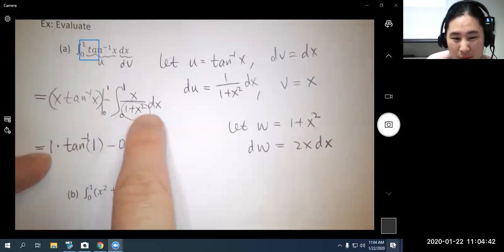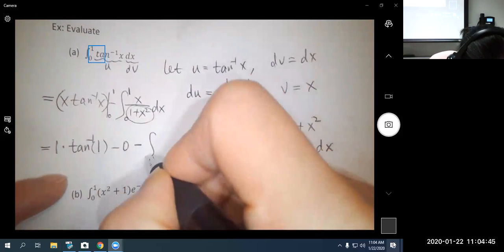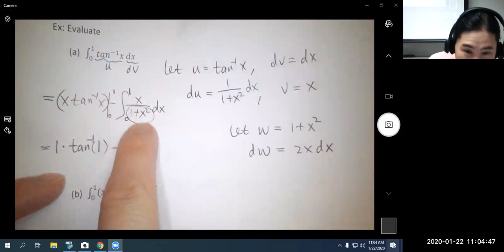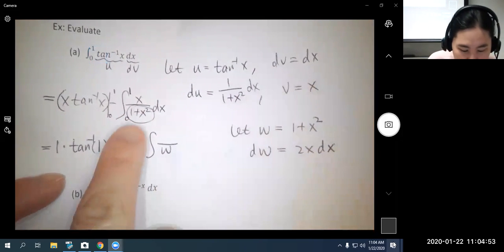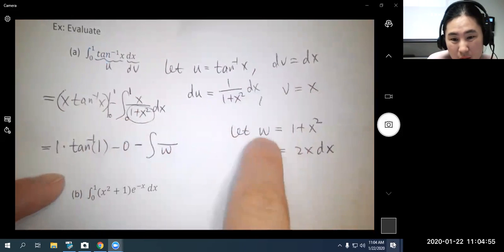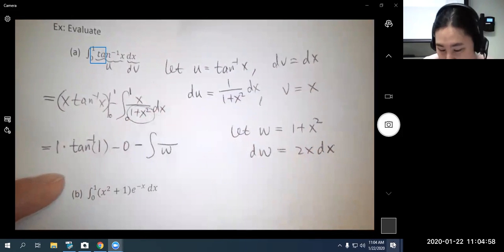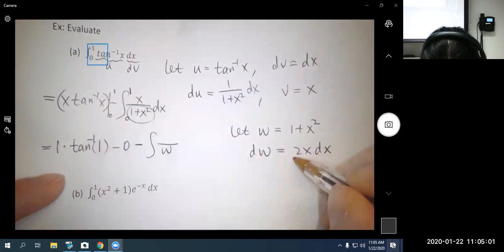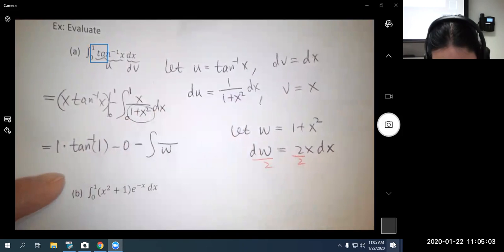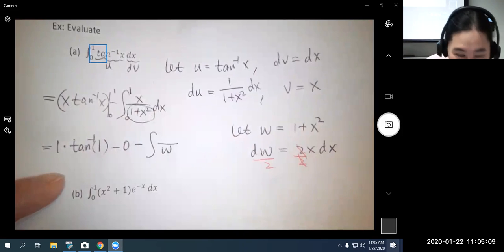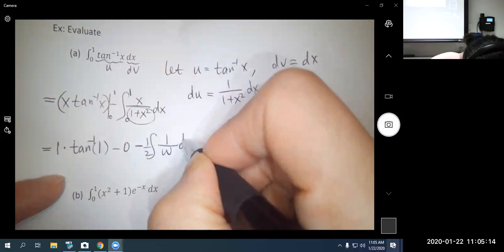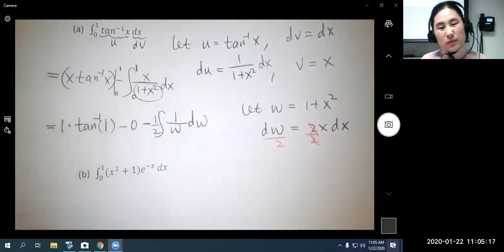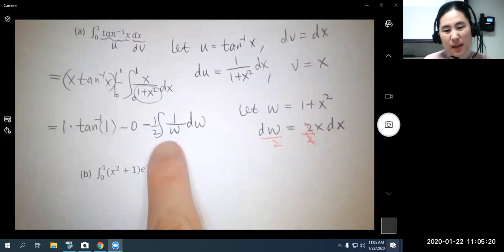Let's see how we can rewrite this definite integral. Minus what? Integral. 1 plus x squared is what? w, right? How about x dx? What is x dx? x dx will be dw over 2, right? So 1/2 dw. This is 1 over w dw. How about the limits?